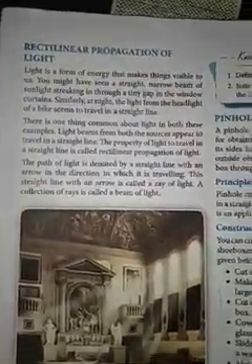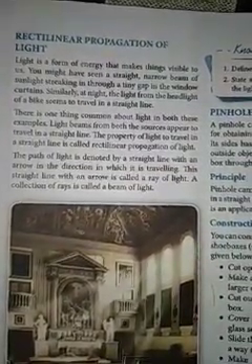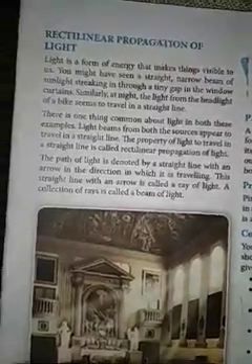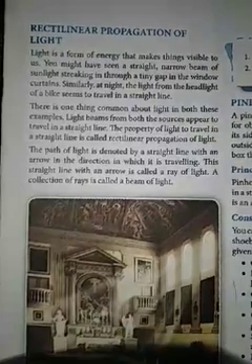First of all, we discuss the rectilinear propagation of light. So, first we need to know what is light. What do you mean by light? Light is a form of energy that produces the sensation of vision in our eyes.